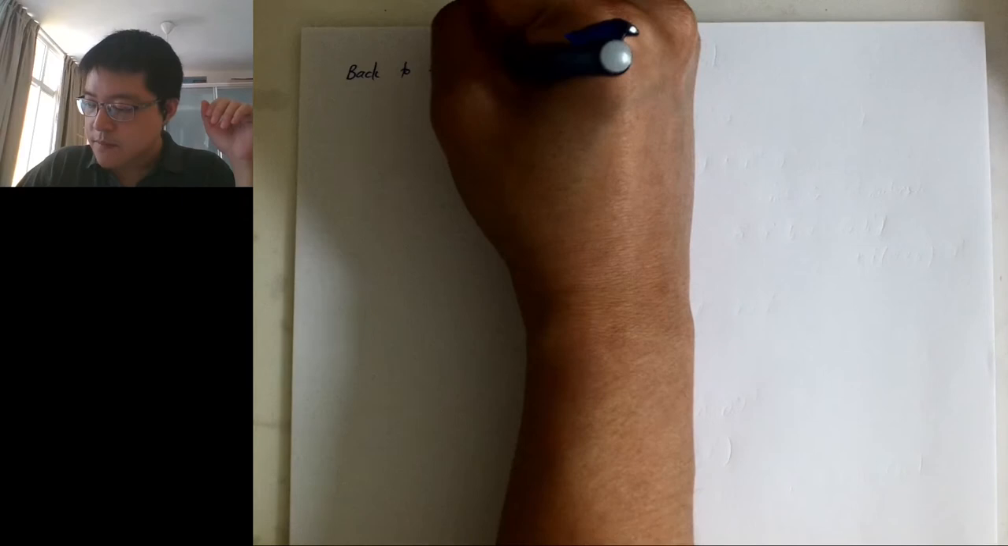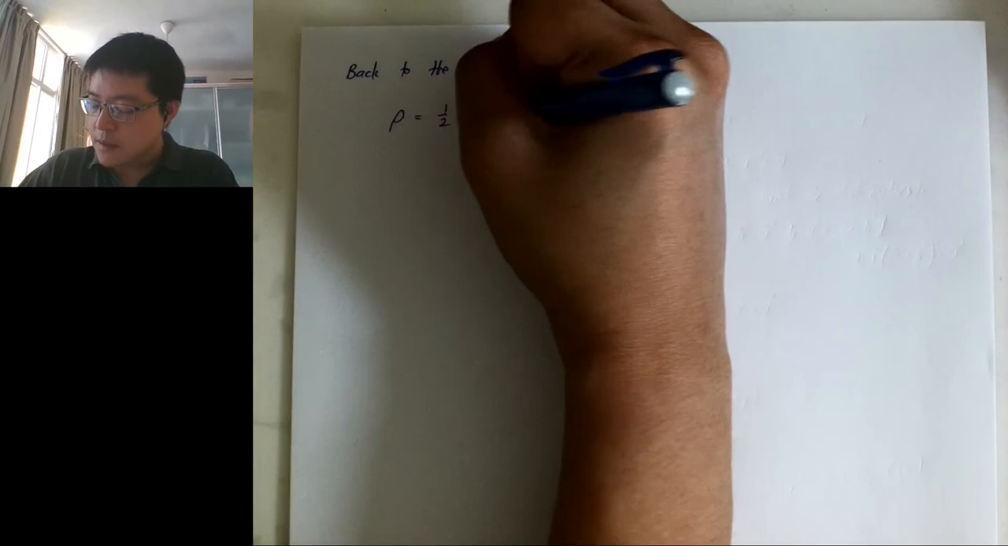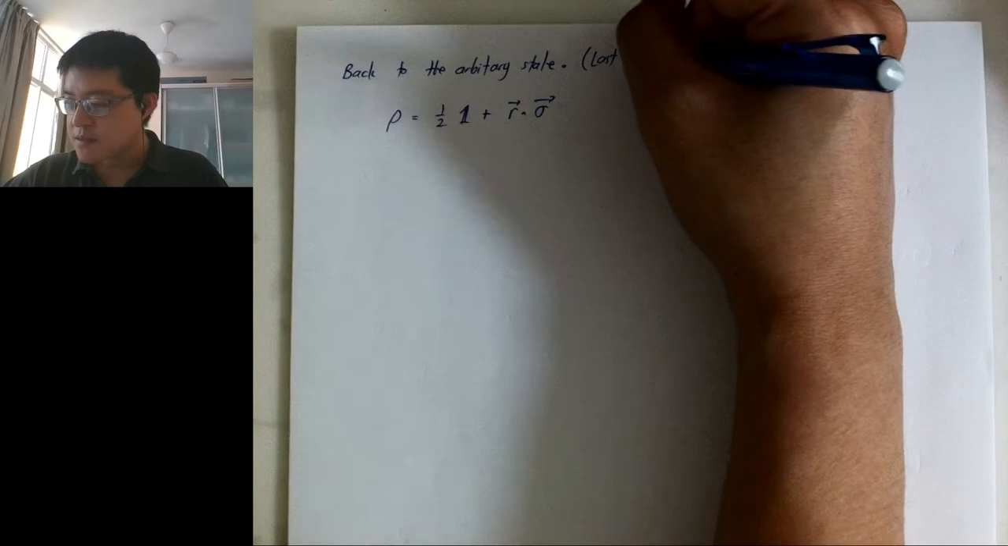So let me come back to the arbitrary state. And what does the sphere have to do with anything? So let me explain. Okay, so the arbitrary state is what we have written in this form, right? Okay, so I should write this here. Last class, we shown this general form.